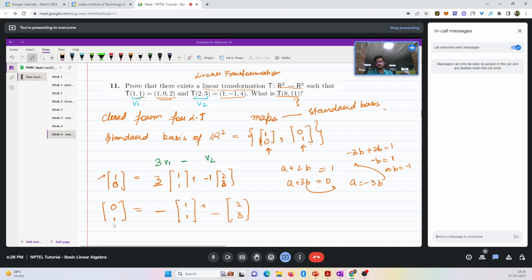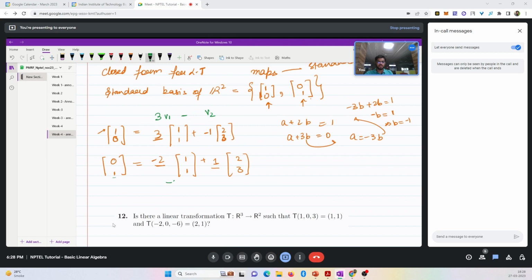So see, we want this term to be 1. We can just subtract minus 2 times this so that the top one becomes 0 and this stays 1. So minus 2 plus 2 is 0, minus 2 plus 3 is 1, right? So what did we obtain here? We obtained minus 2v1 plus v2.